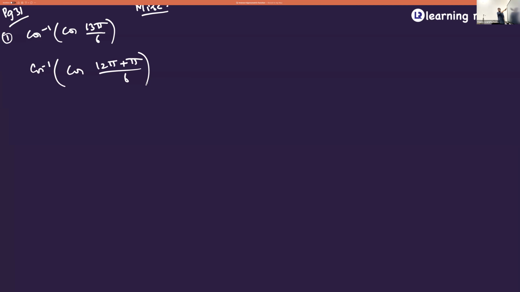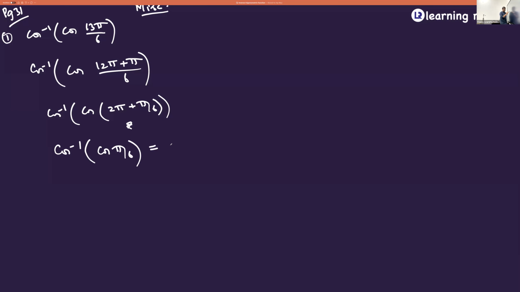See, I'm just initially telling all these steps. Next time onwards, you should write it on your own. 2 pi directly you should write it. So cos inverse of cos of 2 pi plus pi by 6. Which quadrant is that? Fourth. So first the cos is positive. So cos inverse of cos pi by 6 is pi by 6. This is acceptable because it is less than pi.